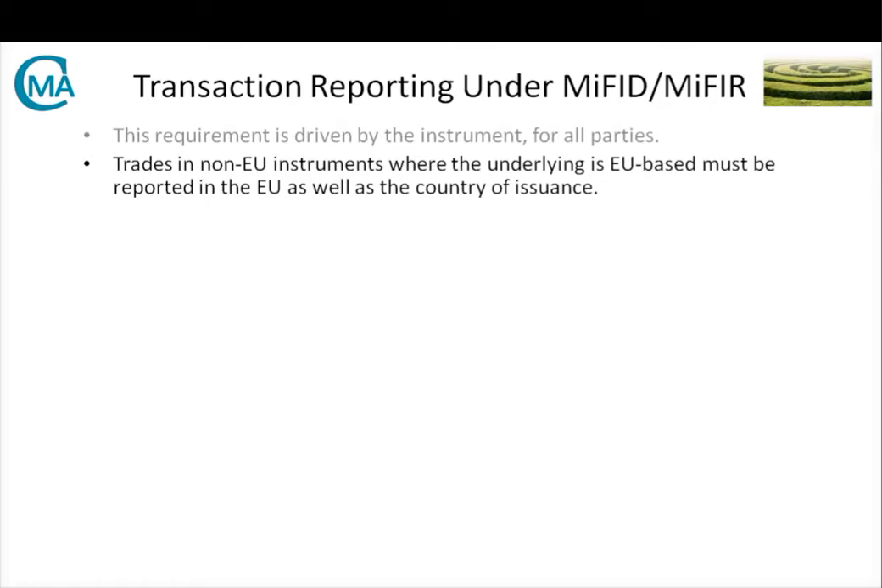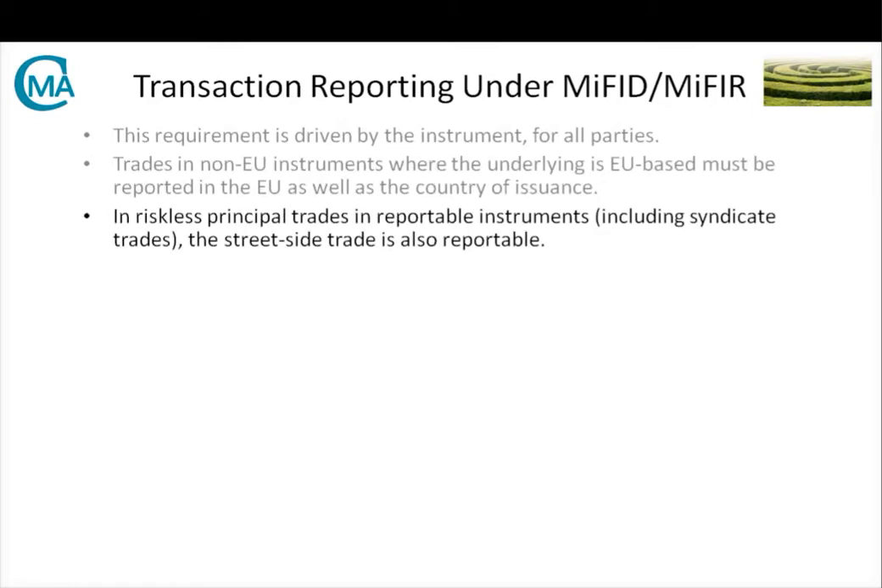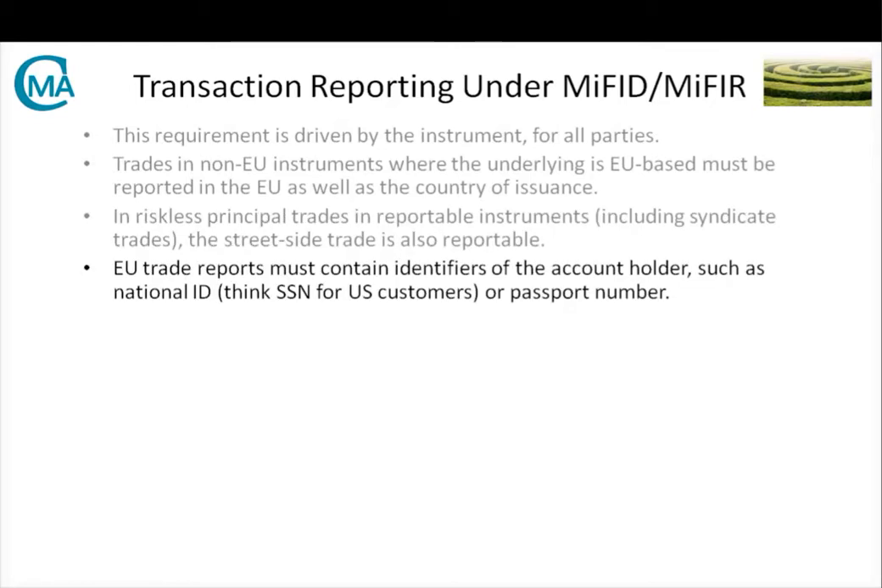So a typical example of that would be a structured note issued outside the EU, where the structured basis is the DAX, for example. That would be reportable both in the country where the note is issued and in the country where the underlying is issued. Where a dealer, or an investment firm, does back-to-back trades in, say, riskless principal, and including syndicate, both sides of the trade are reportable.